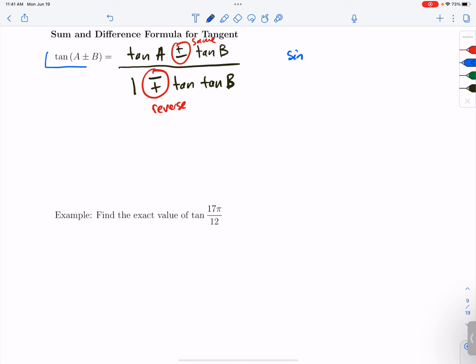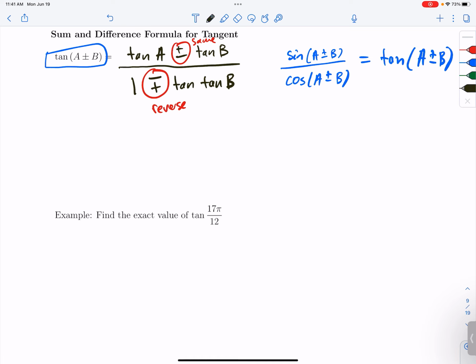So if I have tangent of A plus B, that's the same as sine of A plus B over cosine, right? Tangent is sine over cosine. Okay, so if we were to expand these out, some things would cancel and we would end up with this tangent formula. So that's where this is coming from, but again, I'm not going to show that here in this video. There are a lot of videos of that, I'm sure, on YouTube already. Okay, and then lastly, let's look at this example.